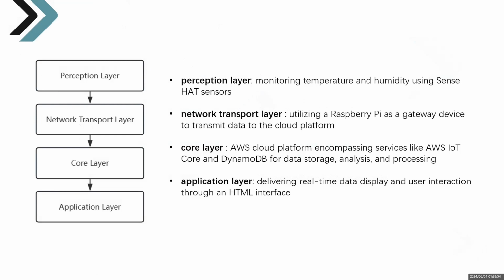The first layer is the perception layer, which monitors temperature and humidity using Sense HAT sensors. Then is the network transport layer, utilizing a Raspberry Pi as a gateway device to transmit data to the cloud platform. And then is the core layer, which is the AWS cloud platform encompassing services like AWS IoT Core and DynamoDB for data storage, analysis, and processing. And then is the application layer, which delivers real-time data display and user interactions through an HTML interface.